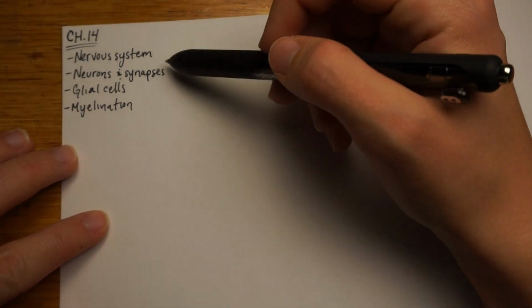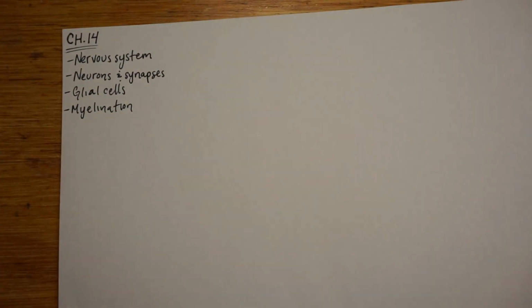So this is going to be a review of Chapter 14 material, specifically Lecture 18, and we're just going to run through this really fast and make a very summarized, condensed note page of everything we need to know from this lecture. This is the order that we're going to go through: nervous system, neurons and synapses, glial cells, and myelination. So the nervous system has two parts.